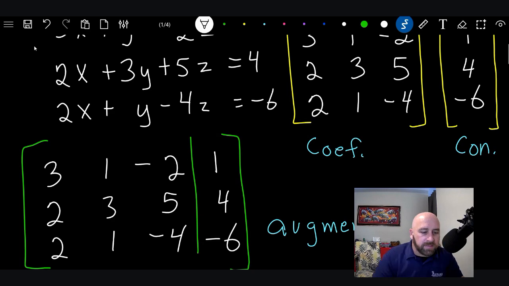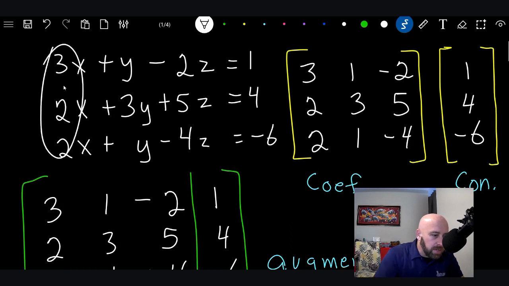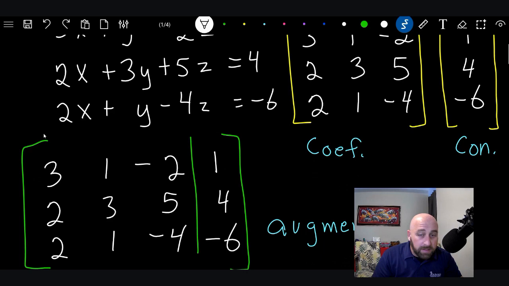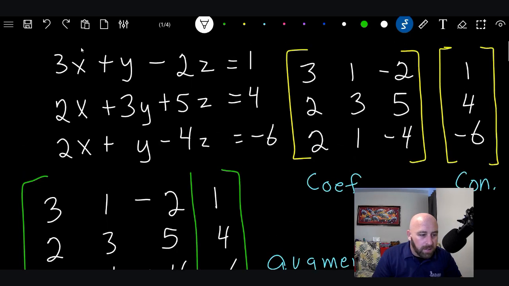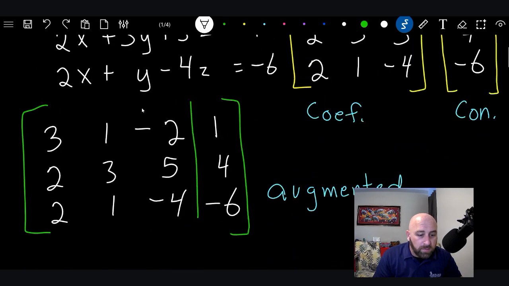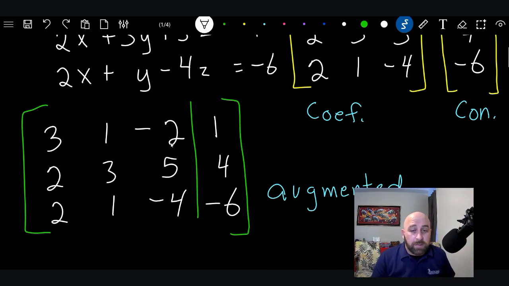negative 6. Okay, so what we've done here, and you can look, we have taken these numbers right here and we've moved them down into the augmented matrix. Okay, 1, 3, 1. Negative 2, 5, negative 4. All right, constants 1, 4, negative 6. So basically we've just taken the information and moved it down into the augmented matrix.